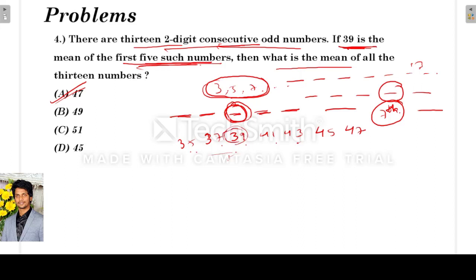With this we can construct the sequence like this. The sequence is nothing but consecutive odd numbers, so this place will be 37, this will be 35, this will be 41, 43. Now they are asking to find the mean of all 13 numbers. If for 5 numbers the mean sits at the third place, then for 13 consecutive odd numbers the mean sits at the 7th place, because this side 6 will be there, this side 6 will be there. So what is the 7th number? We can see from here: 5th is 43, 6th is 45, and 7th is 47. So 47 will be the answer.